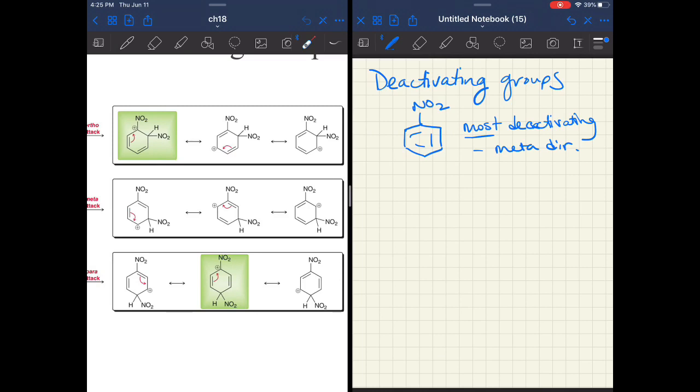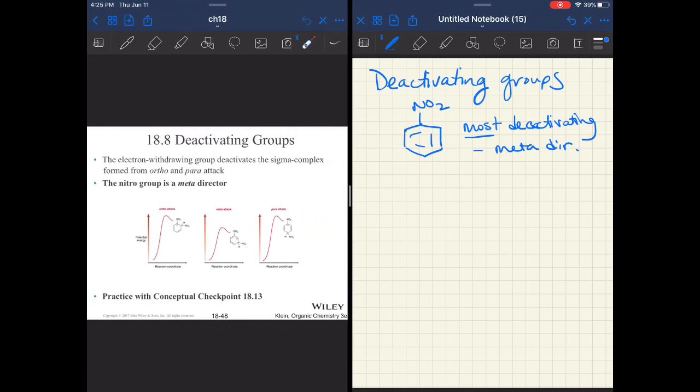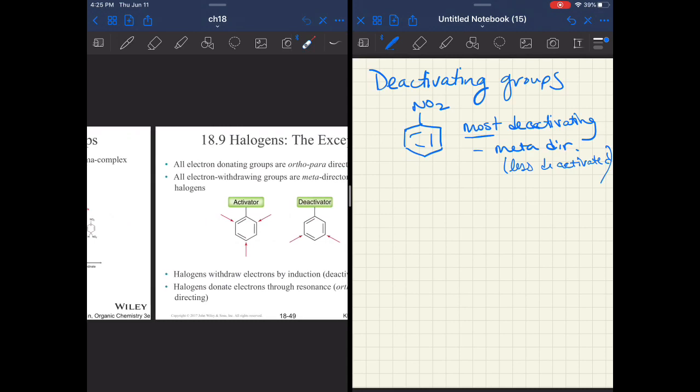So it's not really that meta forms faster, or, I mean, it does. It's not that meta is just so much better. It's that ortho and para are so much worse. And you can see that in the energy diagram. They're all fairly high. Meta is just less bad, right? So meta is just less deactivated. It's still going to go slow, but it will go to the meta position.